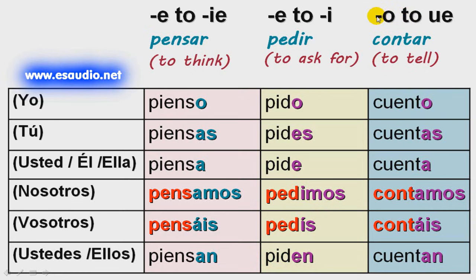And there's another category of stem changing verbs in which the o changes to ue. For example, the verb contar. I don't say yo conto, I say yo cuento. Tú cuentas. Usted, él, ella cuenta. Nosotros contamos. Vosotros contáis. Ustedes, ellos cuentan.